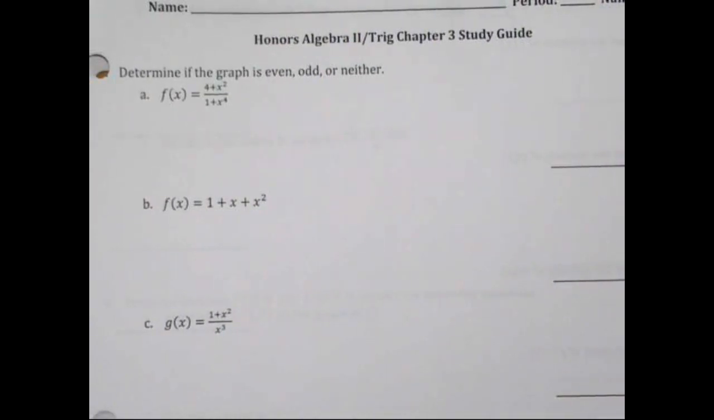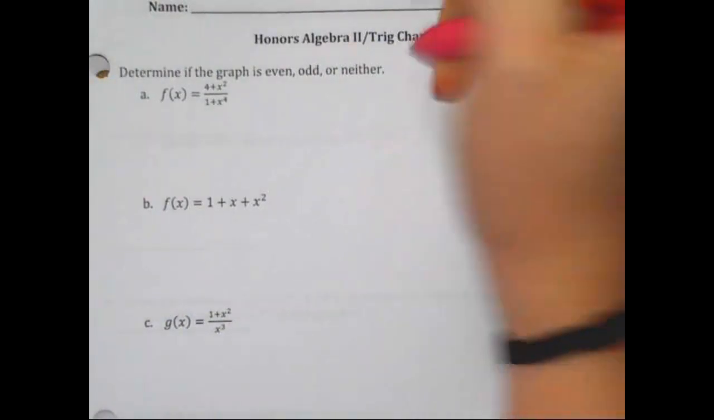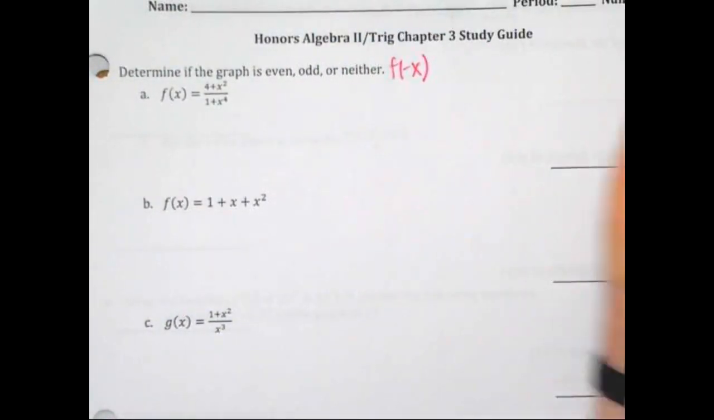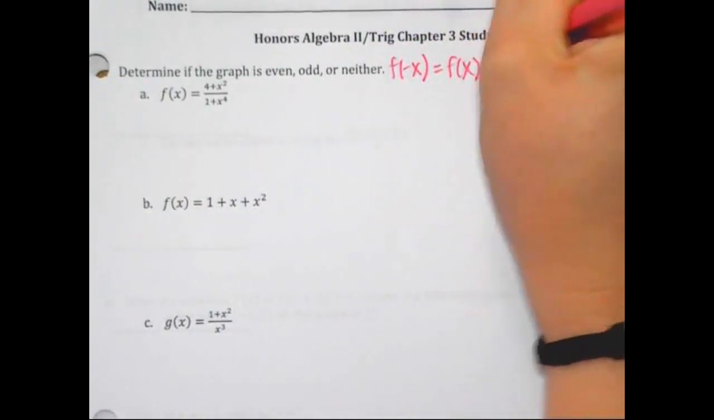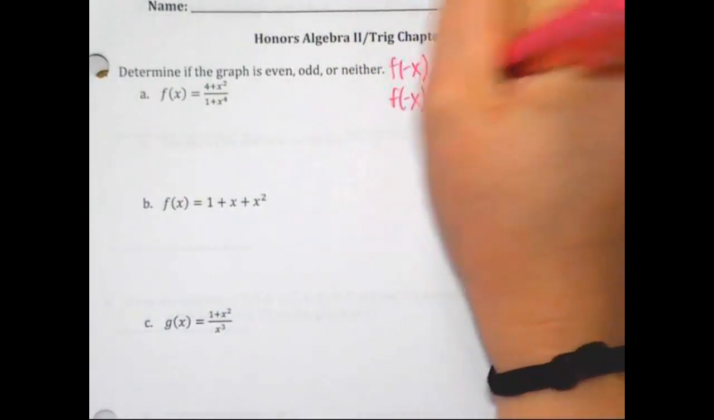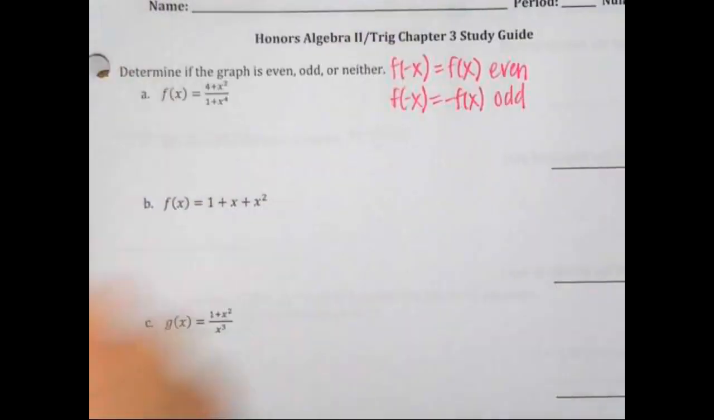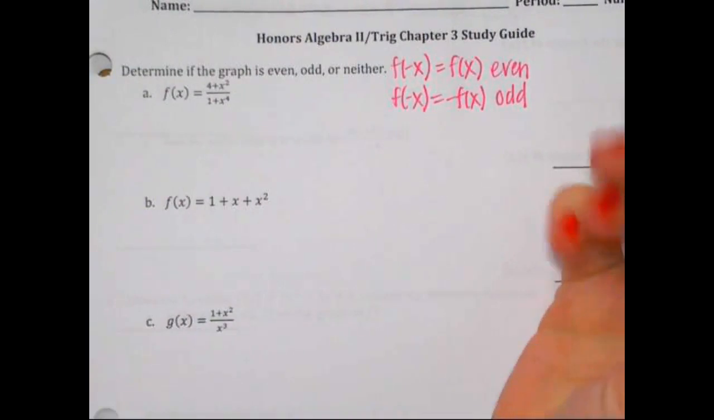So number 1 says determine if the graph is even, odd, or neither. So remember, to do that, we are always plugging in f of negative x. If f of negative x equals f of x, then it's even. If f of negative x equals negative f of x, then it's odd. Okay, so we're going to start there. We're going to start with A.